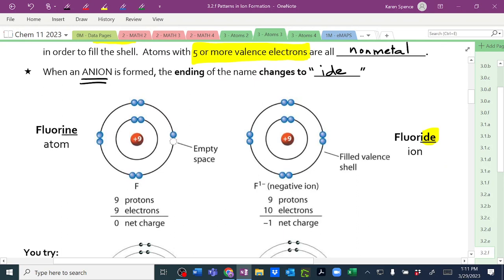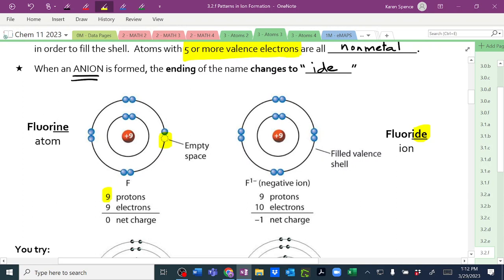Now, here is a Bohr model of a fluorine atom. And you'll notice that it has an empty space in its outer shell, right? There's room for 8, but it only has 7 in that outer shell.